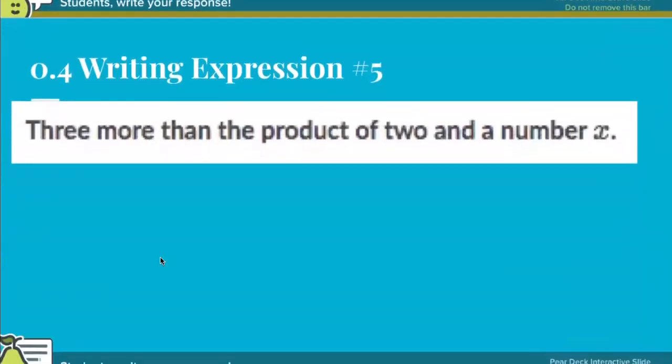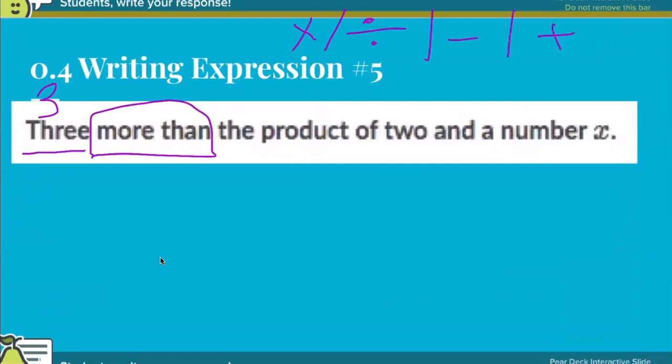Okay, let's look at the second example when we say write an expression. Over here, it says 3 more than, okay? More than is which operation are we talking about? If you put in the chat, or you can tell me subtract or add. If I say more than. Also for product, what operation is that? If you guys can share that out. This is 2 and number x.